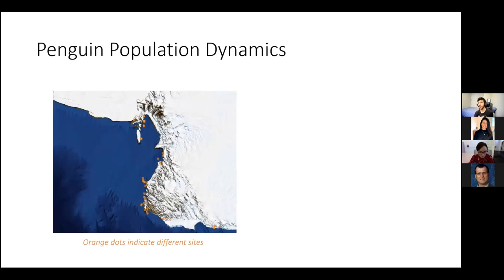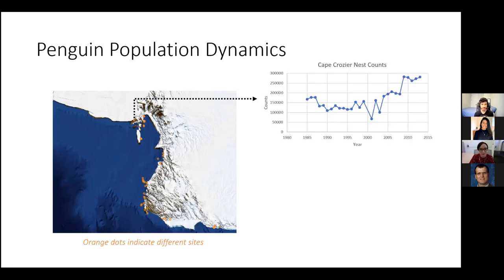Okay, so I'm gonna start off by motivating the work. And so I always start off with this slide because I think it's the easiest way to describe why modeling is really important for a variety of applications. So we have Antarctica here, or a piece of it, and the orange dots indicate different Antarctic colonies where there are penguins, right? And in particular, at each particular site, ecologists go out and they collect data where there are nest counts or breeding penguins and chick counts. And so this is an example here of a site called Cape Crozier, where they collect the number of nest counts from the year 1985 to, I think, 2013.